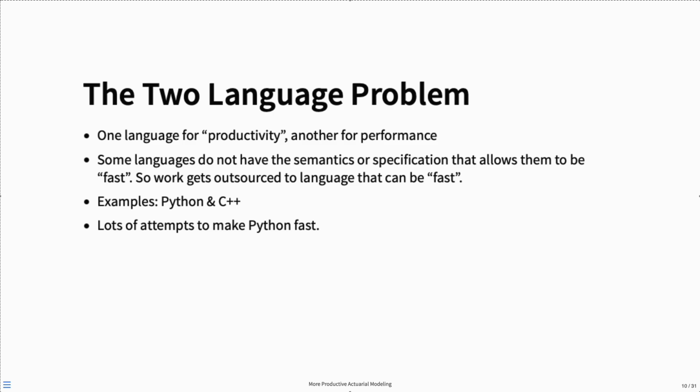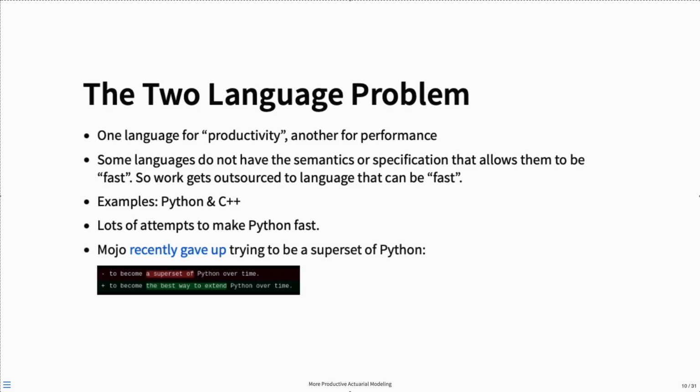A recent popular, promised attempt to make Python faster is Mojo, which is a new language which was described as being a superset of Python, where you could take old Python code and Mojo would run it and it would be fast. However, they've even recently given up trying to be a superset of Python and instead describe it as a way to extend Python, not in a way that's dissimilar to using C++ to make Python faster for data science and modeling purposes.